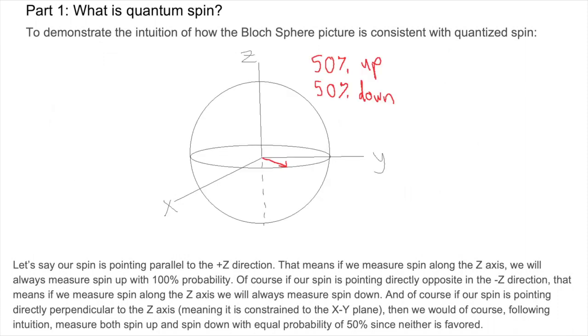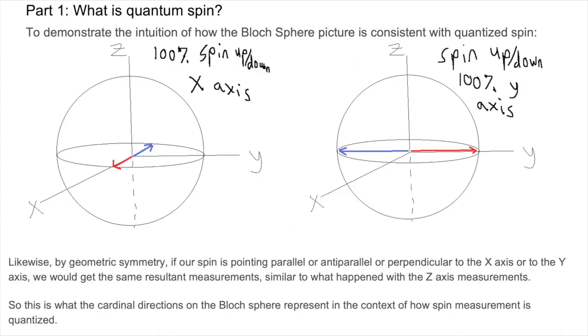And of course, if our spin is pointing directly perpendicular to the z-axis, meaning it is constrained to the xy plane, then we would of course, following intuition, measure both spin up and spin down with equal probability of 50%, since neither is favored. Likewise, by geometric symmetry, if our spin is pointing parallel, antiparallel, or perpendicular to the x-axis or to the y-axis, we would get the same resultant measurements, similar to what happened with the z-axis measurements. So this is what the cardinal directions on the Bloch-sphere represent in the context of how spin measurement is quantized.